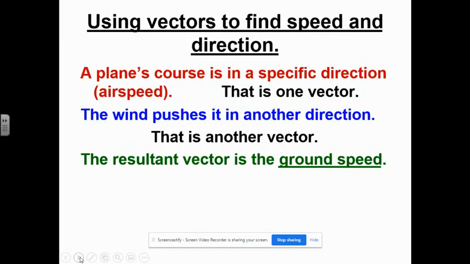Using vectors to find speed and direction. A plane's course is in a specific direction. That's one vector. Then you're going to have some wind that is going to affect the plane's course. So the wind is another vector. The resultant is called the ground speed. The resultant is basically the addition of the plane's course, which the pilot sets on the plane, and then when you factor in the wind and its effect, that's where you get your resultant.